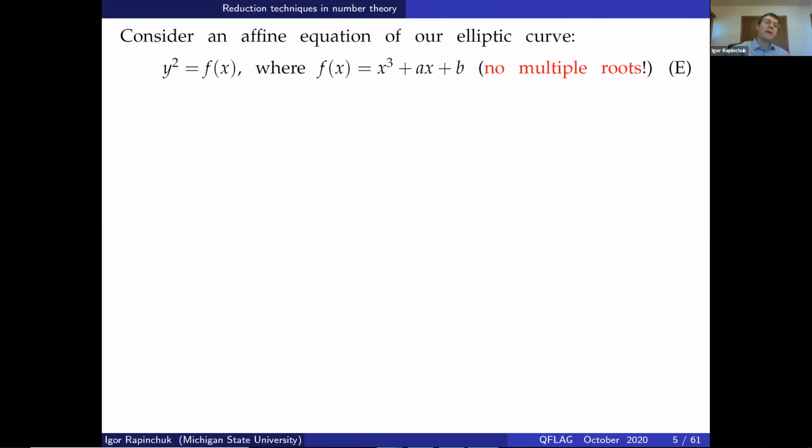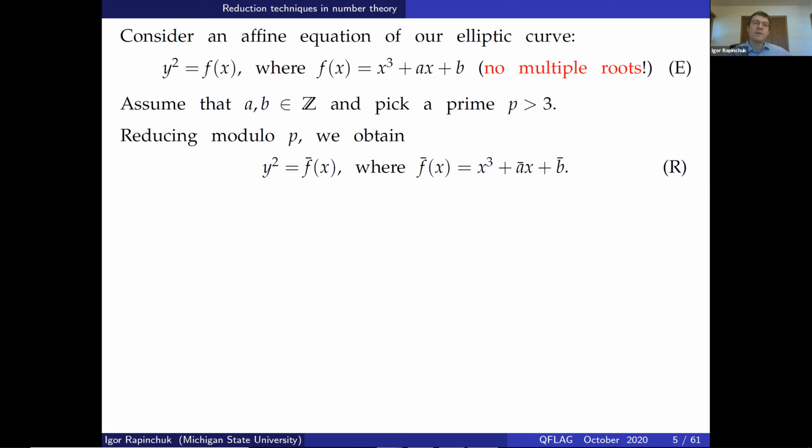Okay, so suppose we have our elliptic curve over Q. Well, then since we're working over a field of characteristic 0, we can assume that our elliptic curve is described by the affine equation y squared equals f of x, where f is the cubic polynomial that I have on the slide. And the point is that it has no multiple roots. And furthermore, we'll assume, as we may, that a and b are actually integers, and we take a prime p greater than 3.